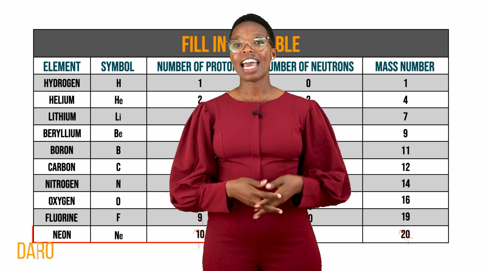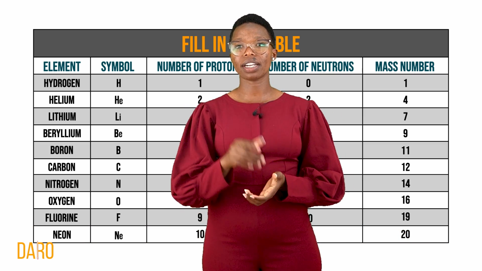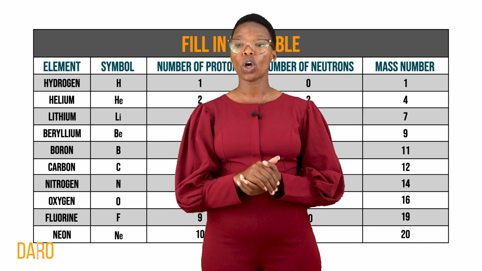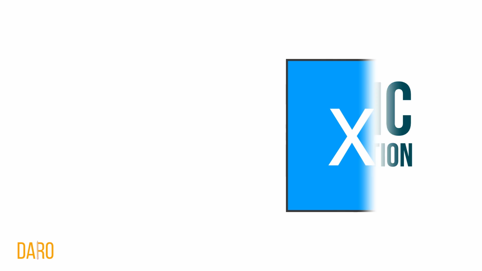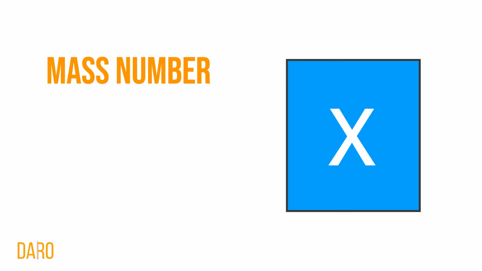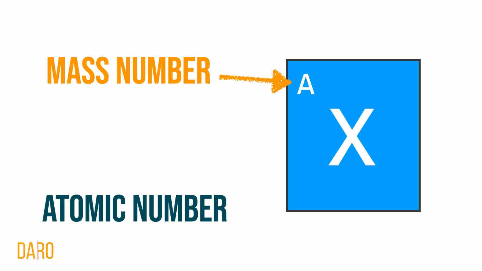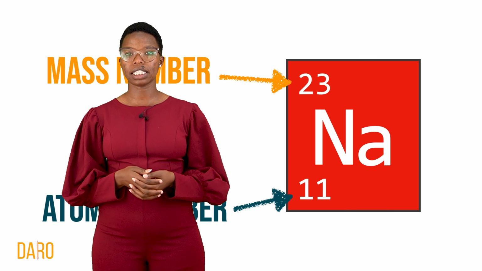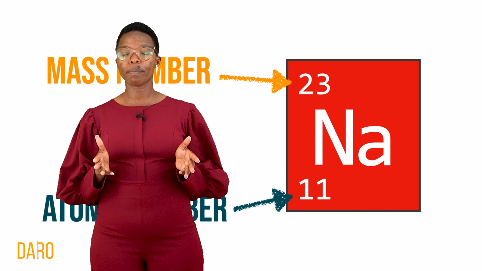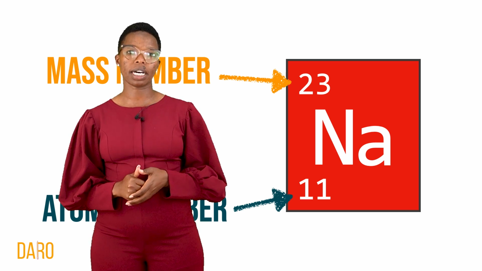Well done! Let's now look at how we can write this information quickly and neatly. We use something called atomic representation. You write the mass number at the top left and the atomic number at the bottom left, next to the atomic or chemical symbol. Here is an example. This helps scientists to know how many protons and neutrons an atom has.